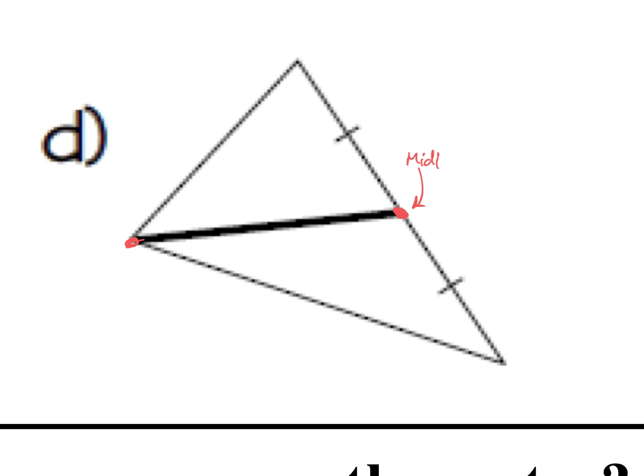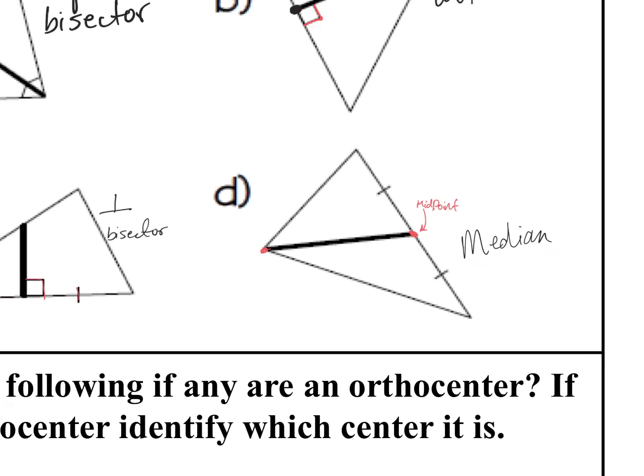And then lastly, since I have from the vertex straight down here, this point is a midpoint, and we know this is a midpoint since I have two congruent segments. Therefore, this is a median. Okay, that is our median.